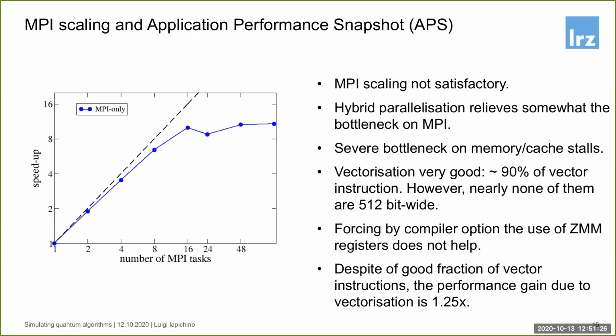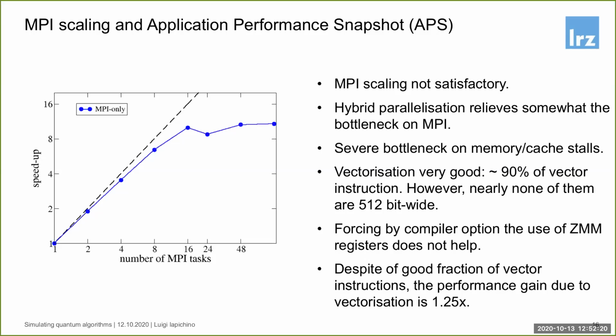Now, about the MPI scaling, we can see that at the beginning this is not satisfactory. This is scaling on the node. The last point is hyperthreading. The dashed line is the ideal scaling. As we go beyond a socket, well, even before, we can see that there is a bottleneck here, which is relieved by the hybrid parallelization somewhat, but we basically move the MPI bottleneck into some OpenMP issue. So we see also a bottleneck on memory and cache stalls, as I would expect from a code which is memory bound. There are good news.